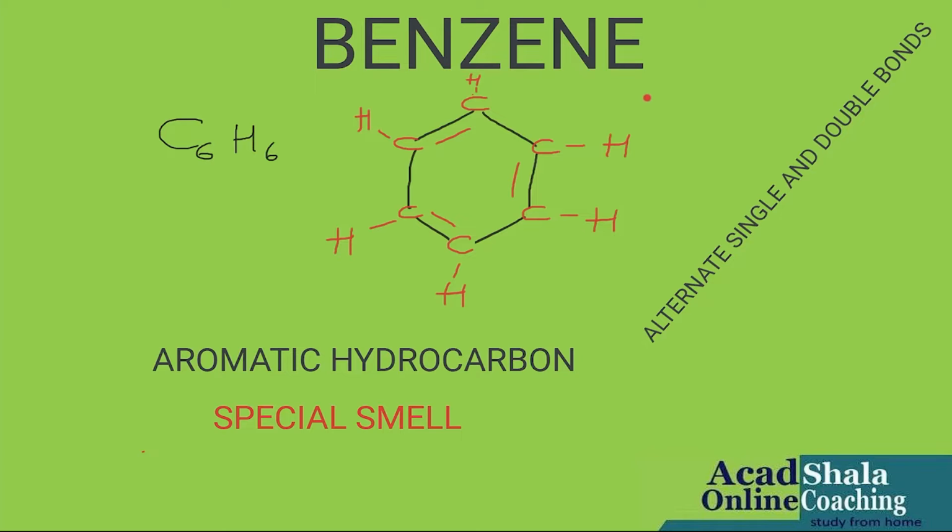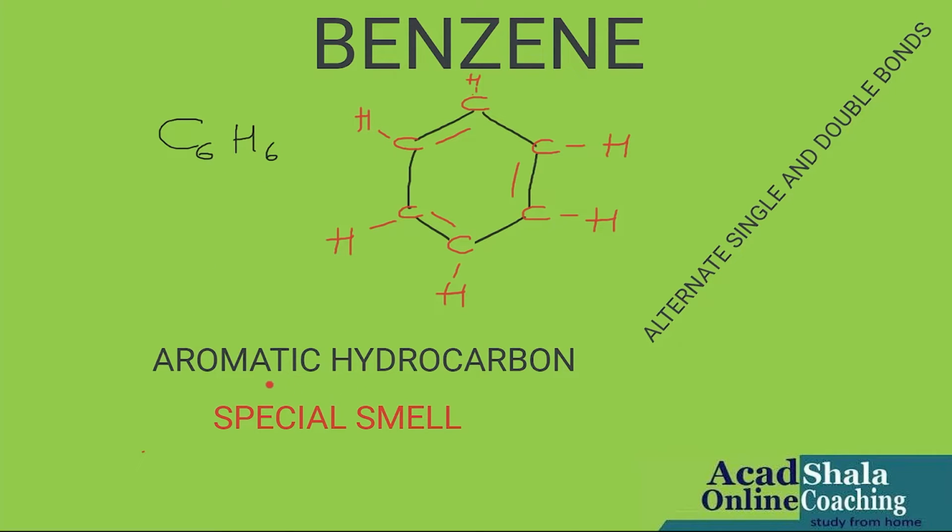So this is known as benzene. Very, very important. So this is known as benzene. That means alternate single and double bonds are there in benzene. And its molecular formula is C6H6. How? 6 carbons and 6 hydrogens only. If you count, it will come out to be C6H6.